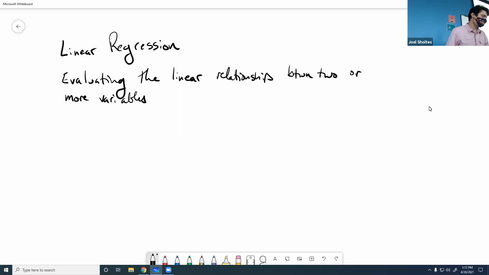So for linear regression, we're evaluating the linear relationship between two or more variables. We're going to talk about two variables, keep it simple, but I'll show you an example of what more than two variables would look like. And when we're thinking about linear regression, we're thinking about a 2D plot where we have some y or response variable and some x or independent variable.